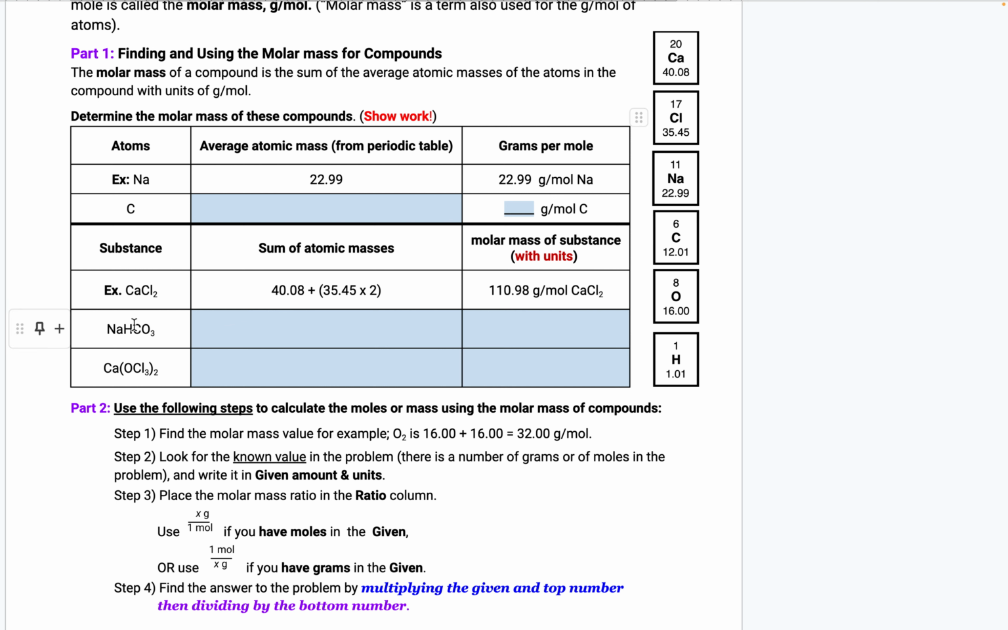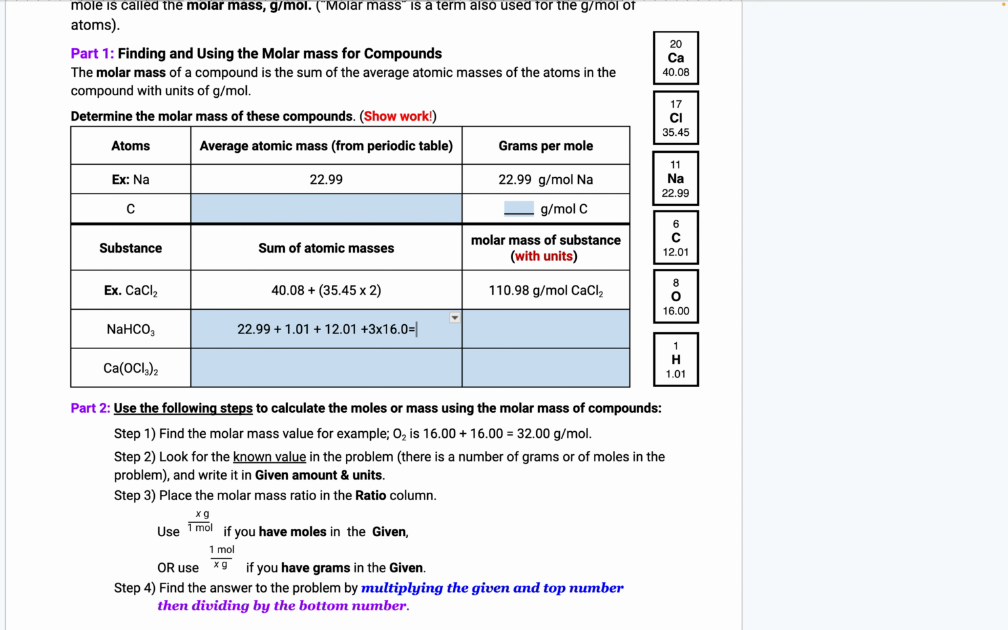And then we have to add these together. So we have to pick out each one. Sodium, remember, was 22.99. And then we had a hydrogen, which is 1.01. And then we have a carbon, and it's 12.01. And then we have 3 times 16. So oxygen 16.00. So now we need to combine those to find out what the sum is.